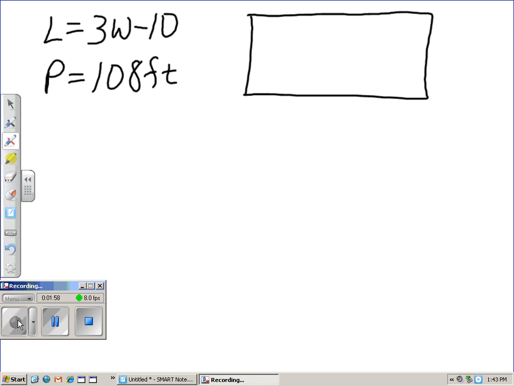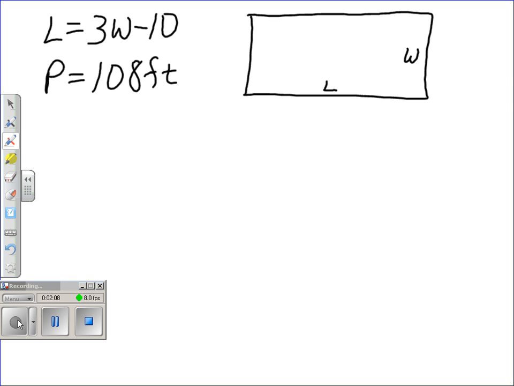I like to start these types of problems by drawing a picture. There's our rectangle that we're talking about. Now the rectangle usually is labeled with length and width. We like to call one the length and one the width. That's easy enough. Now our problem gives us this information here. It says the length is 3 times the width, take away 10. Well, what that means is I can call this side the length right here, or I could call it 3W minus 10. They both mean the same thing. I can call it L or I can call it 3W minus 10.